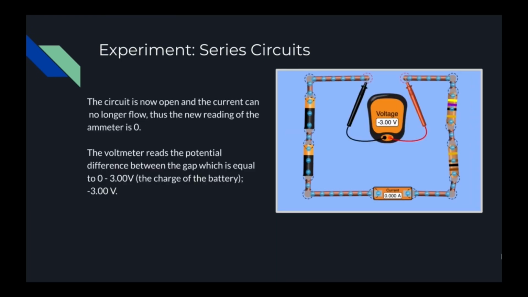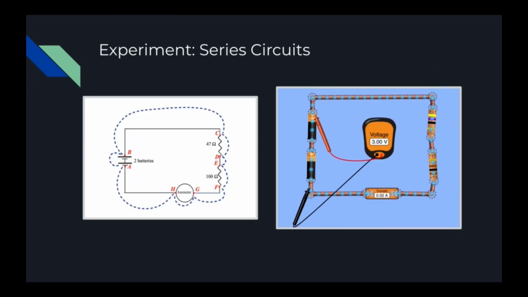When one of the ammeters is replaced with a voltmeter, the circuit is now open and the current can no longer flow through. Thus, the new reading of the ammeter is 0. The voltmeter, however, reads the potential difference between the gaps, which is equal to 0 minus 3 volts. Next, the potential difference and current are taken by the voltmeter at various points in the circuit as shown.